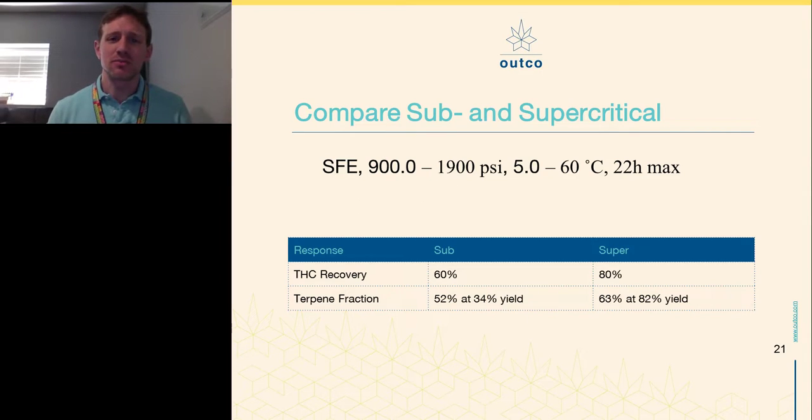Now that we did the study of subcritical and supercritical, I can now compare and contrast, because earlier I said people said subcritical is better. So is it? Well, if we look at THC recovery in the same time frame, because it's yield or recovery per week that we are after, we see a 20% point higher recovery in supercritical condition. Also, our terpene fraction actually becomes of better quality when we use supercritical. We have about 10% point higher concentration of terpenes at a markedly higher yield.